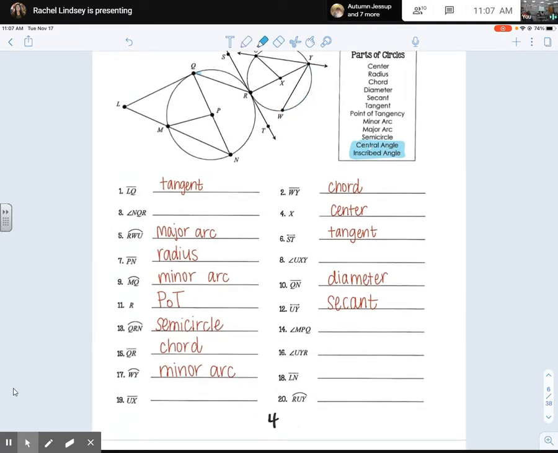Okay. Then we have LN. That's one of them. Not tangent because it hits the circle twice. It's not a chord because it goes outside, so it has to be a secant.